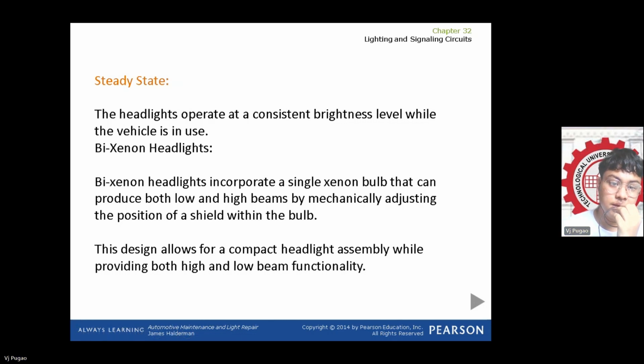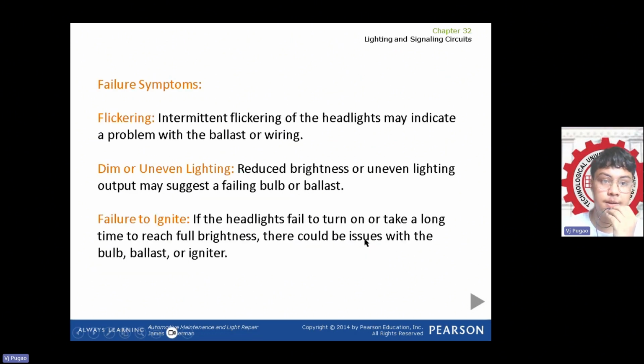Bi-xenon headlights. Bi-xenon headlights incorporate a single xenon bulb that can produce both low and high beams by mechanically adjusting the position of the shield within the bulb. This design allows a compact headlight assembly while providing both high and low beam functionality.